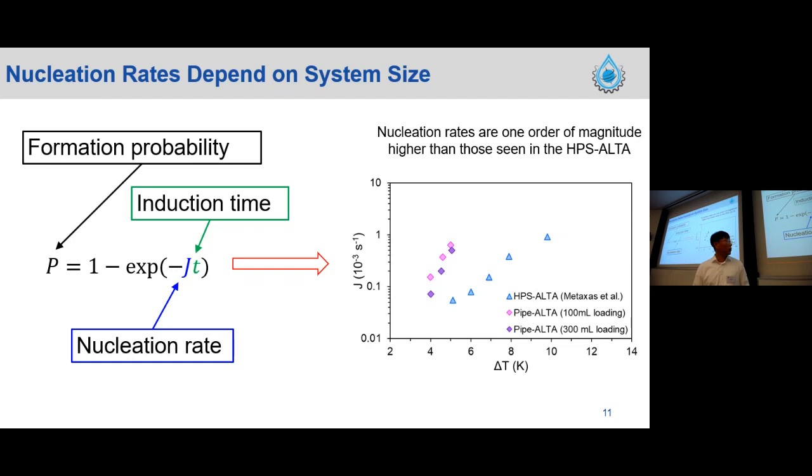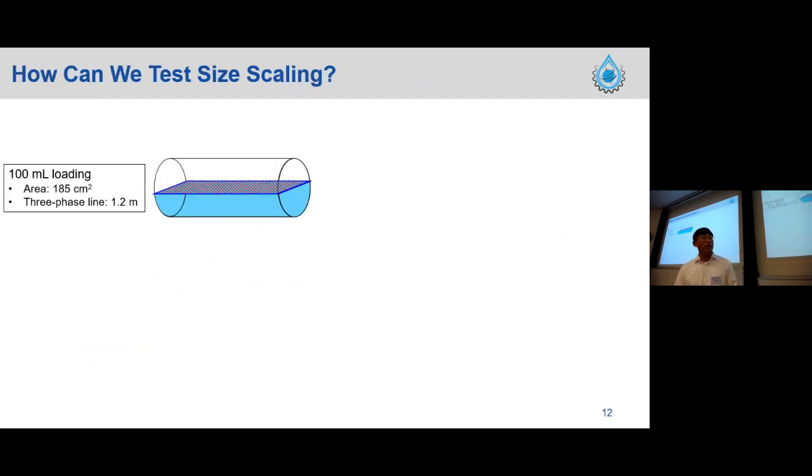So again, nucleation rate is also what we're trying to scale, because the CDF and the nucleation rate are kind of interchangeable. As you can see in the units, generally speaking, it tells you how fast hydrate formation is happening in the system. So how can we test that size scaling?